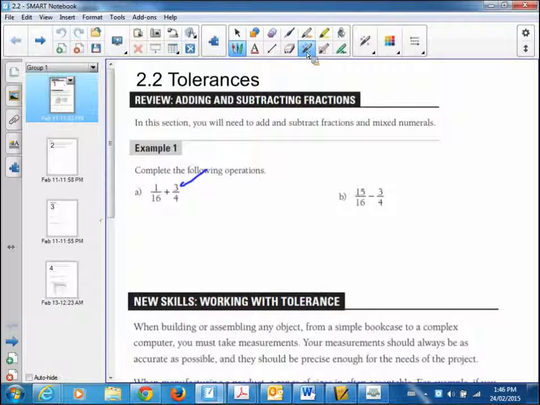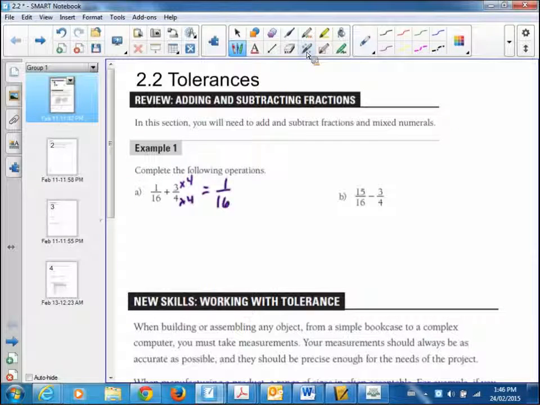Does this ring a bell? Do you kind of remember doing this? So I'm thinking times 4, I'm thinking times 4, because that makes it 16. So this is going to be equal to 1/16, that stayed the same, plus 12 out of 16, 13 out of 16, which I'll leave.